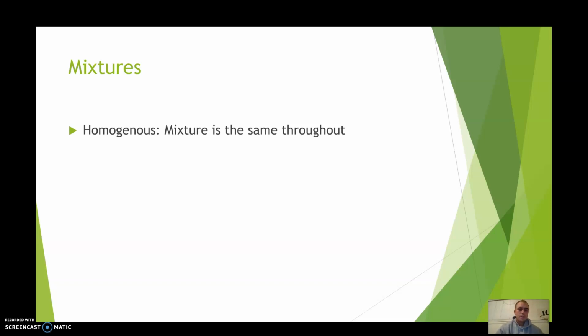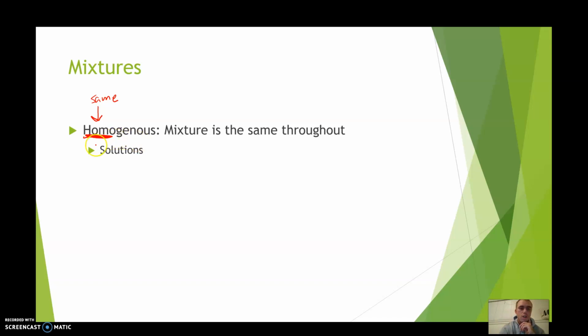The first type of mixture is a homogeneous mixture, and the definition for a homogeneous mixture is that it is the same throughout. And the really easy way to remember this is by your prefix. The prefix homo means same. Okay, so a homogeneous mixture looks to your eyes, when you look at it, it looks the same.